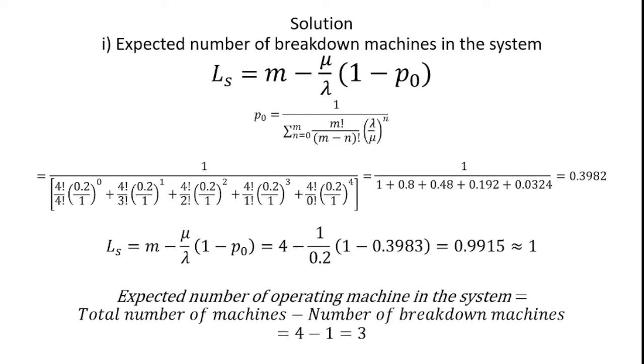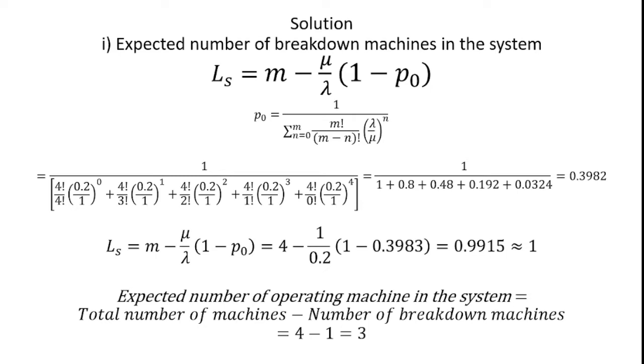The mechanic expects the number of breakdown machines in the system, which can be determined through the formula Ls is equal to m minus (mu by lambda) into (1 minus P0). Here, small m I already know, the total population of 4 machines. Mu I also know, 1 per hour. Lambda I also know from the given problem as 0.2 per hour. But I don't know the P0 value.